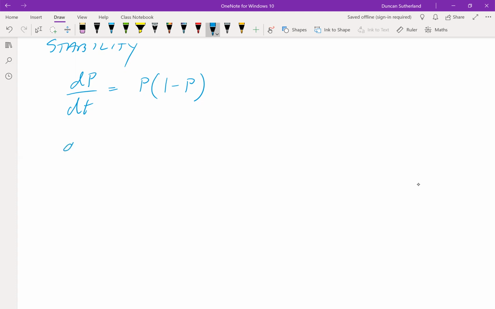So this point here, or points, are called critical points or fixed points. Fixed points because they don't move in time.